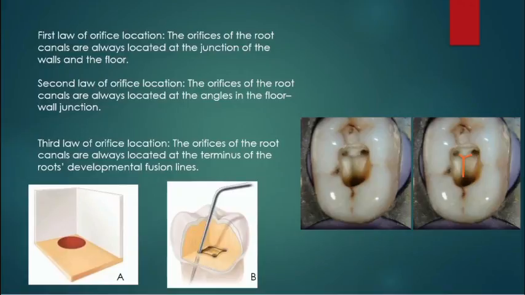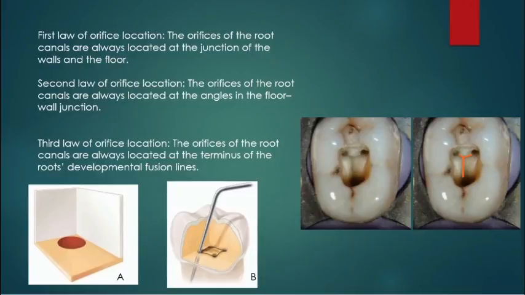While the second law of orifice location says that the orifices of the root canals are always located at the angles in the floor-wall junction. We can see this in figure A.